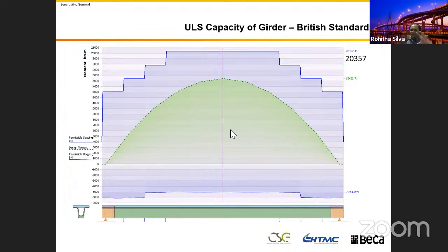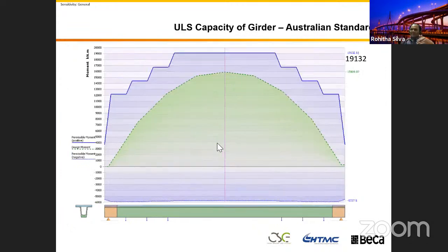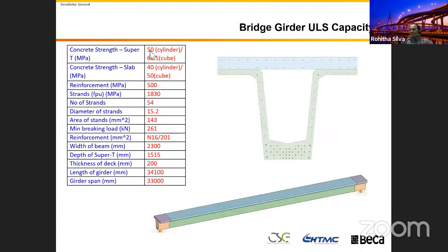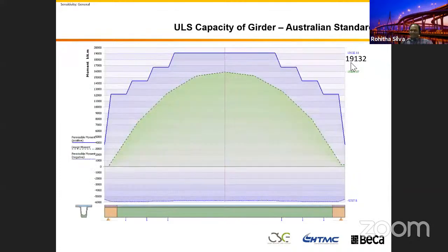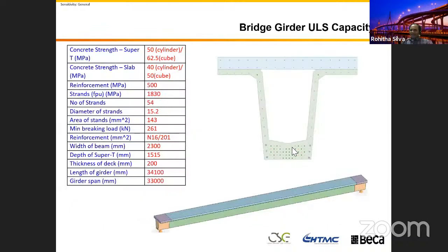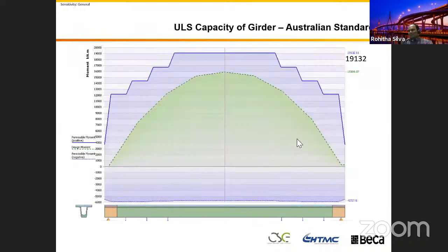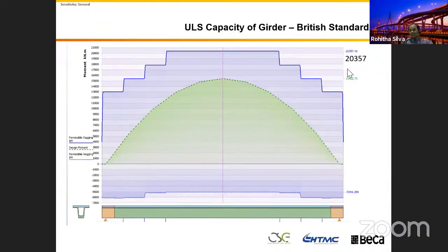The reason is this: when I was calculating this capacity, I made it apple to apple. For the cylinder strength of 50 MPa, I converted into cube strength 62.5. Similarly, the deck strength of 40 MPa, I converted into 50 MPa. When I'm checking the British standard, I use the cube strengths 62.5 and 50 MPa. If I use the same concrete strength, I notice the actual capacity is less by 5%. When I change to the equivalent cube strength, the capacity I got is about 5% higher.